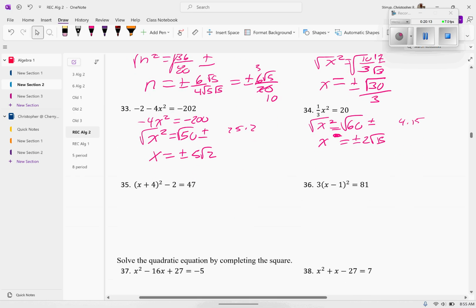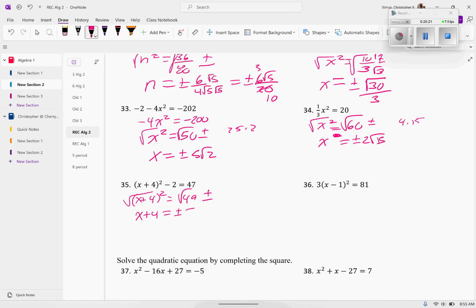All right, number 15, I'm going to add 2 to both sides first. So it gives me 49. Root, don't forget the plus minus. x plus 4 is equal to plus or minus 7. Subtract 4 from both sides. So negative 4 plus 7 is 3. There's one answer. Negative 4 minus 7 is negative 11.